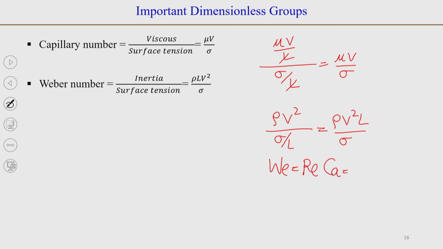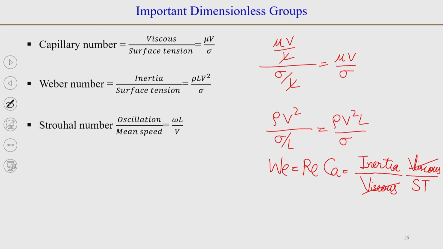We can also see that Weber number can be written in terms of Re times capillary number. So, Re is inertia over viscous forces, and capillary number is viscous divided by surface tension effect or capillary effect. So, viscous will cancel out and you will have inertia over surface tension, which is Weber number. Okay.